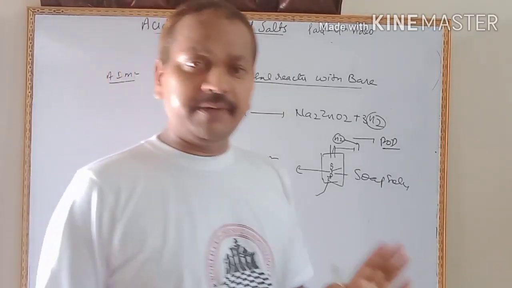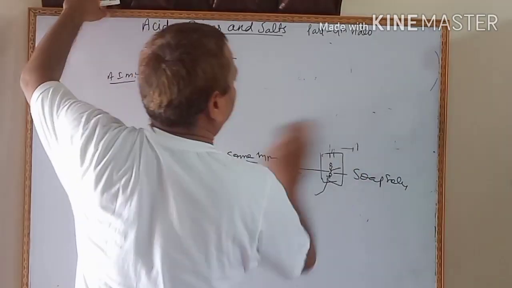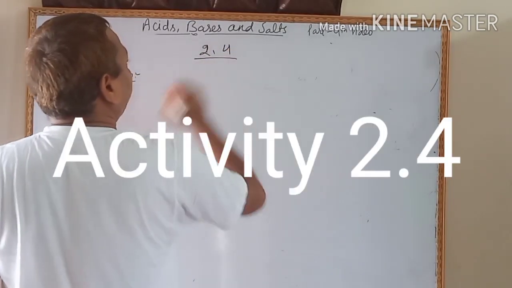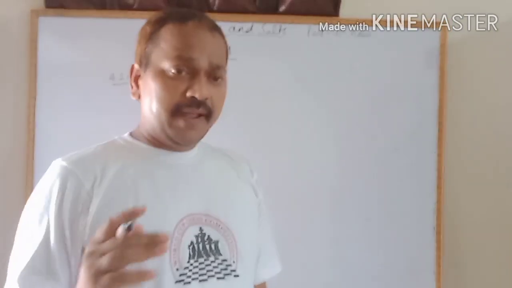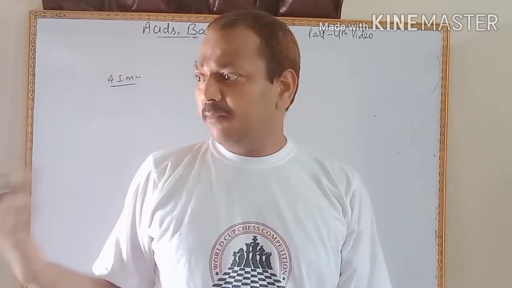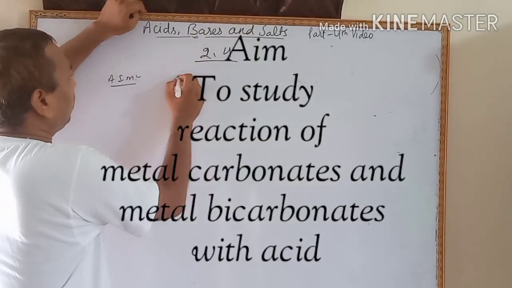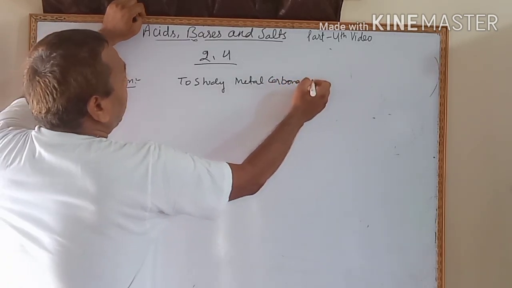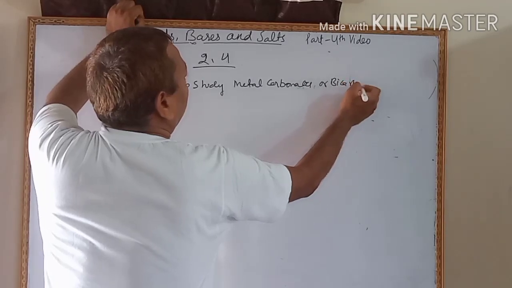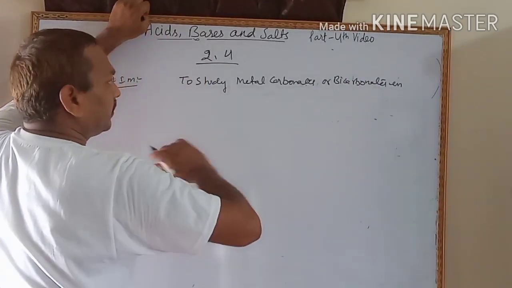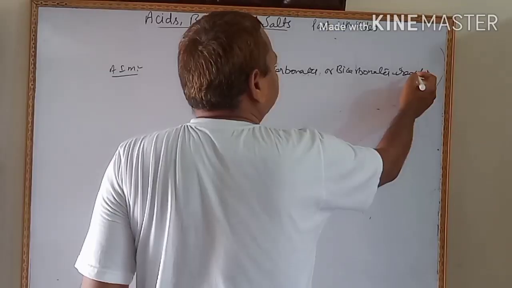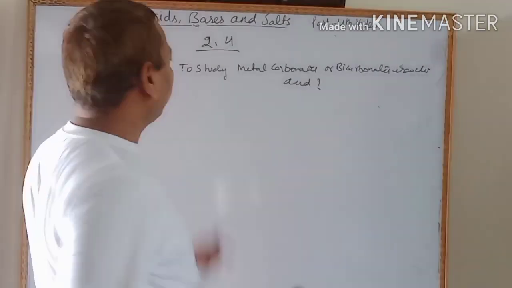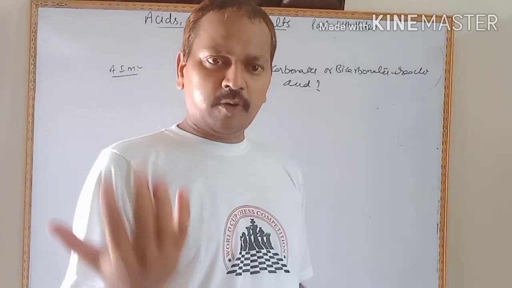Now let's take up activity 2.4. What does it say? Aim: to study when a metal carbonate or bicarbonate reacts with acid.